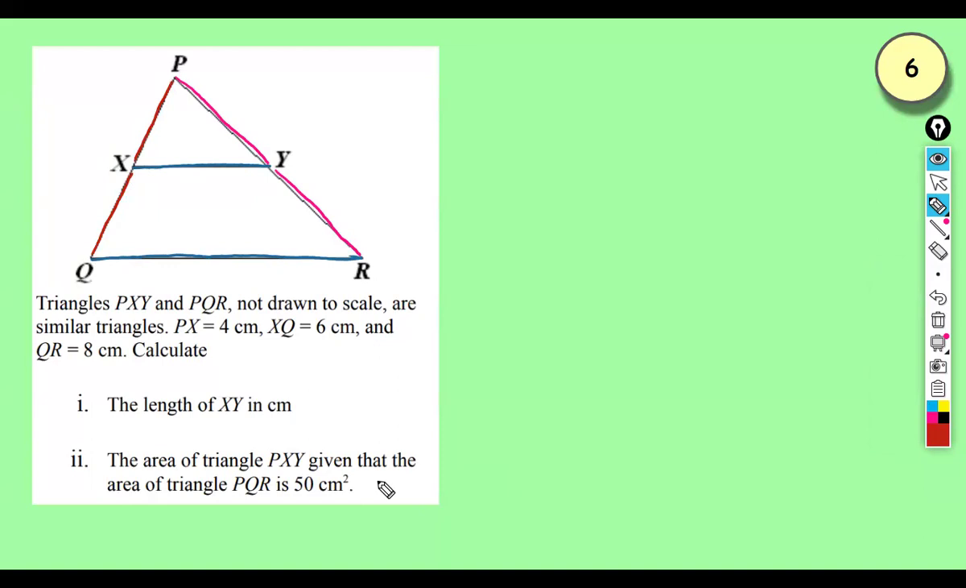So let me just get a few values in. They said PX. How much is PX? P to X is 4 centimeters. And X to Q, that's this portion, is 6 centimeters also. And QR is 8. They want you to find the length of XY in part 1. So everyone try that for me. Find XY.